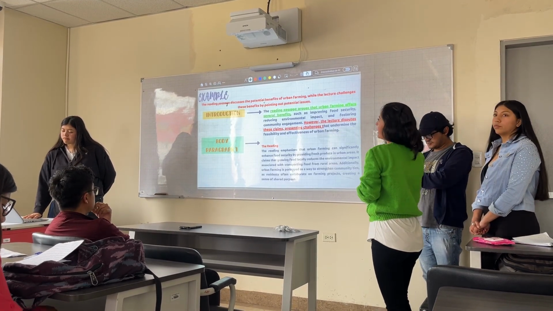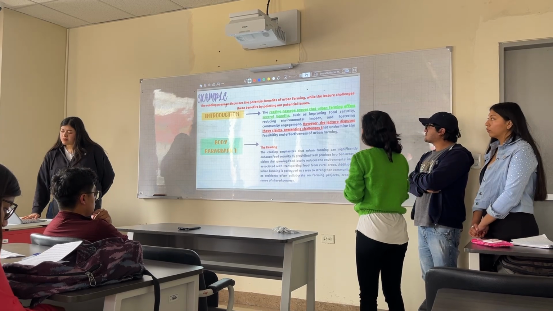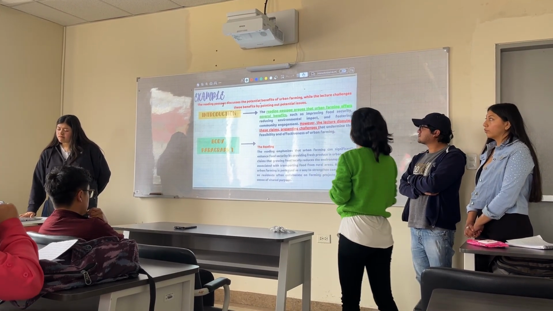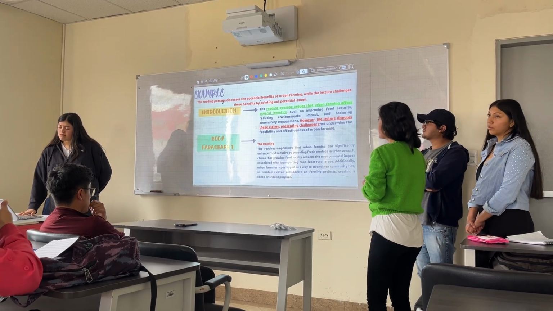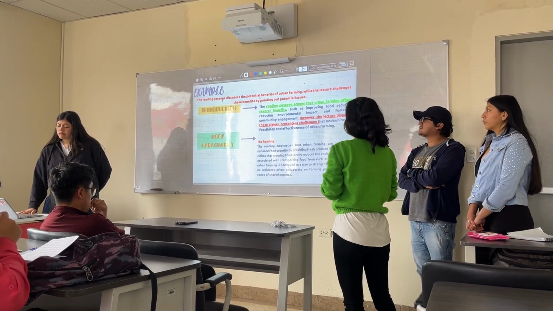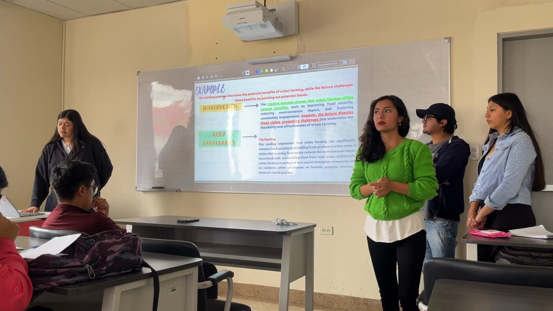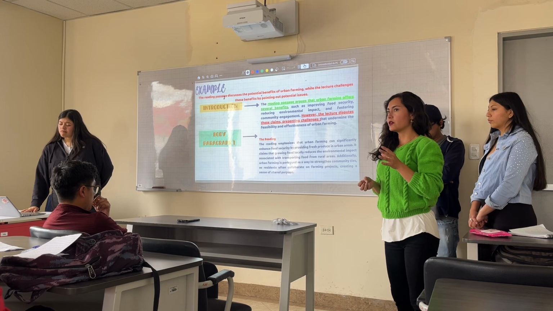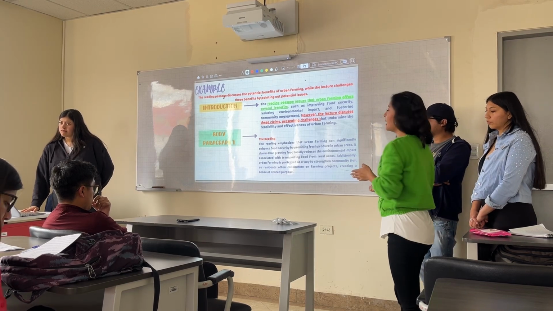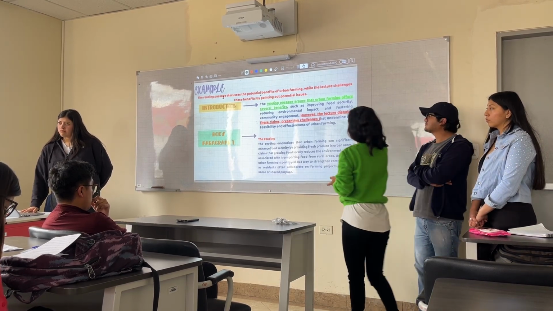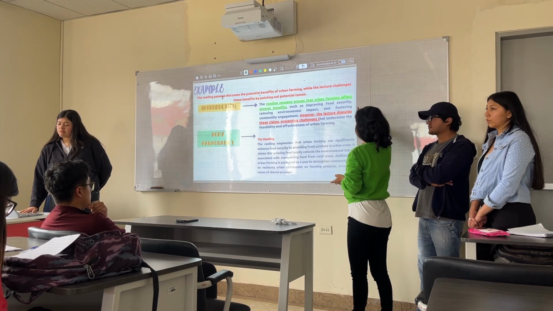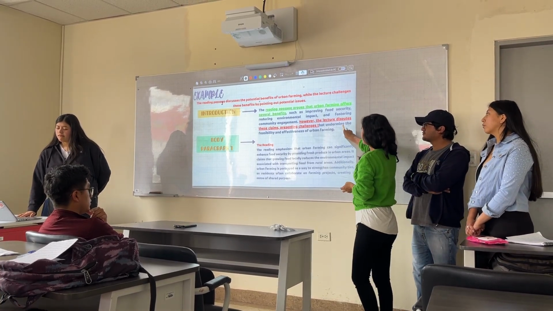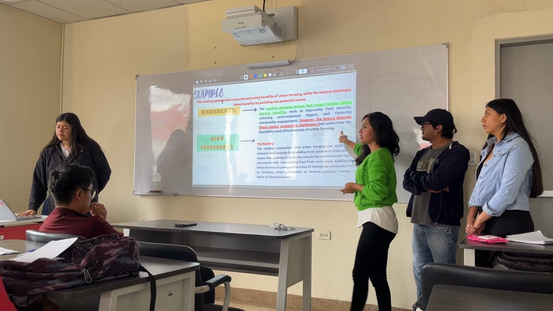Okay, in this example, here we have the introduction. For example, the prompt says the reading discusses the potential benefits of urban farming, while the lecture challenges the benefits by pointing out potential issues. In the introduction, it is important to take into account and highlight the contradiction between the lecture and the reading. For example, the introduction says that the reading passage argues that urban farming offers several benefits. However, the lecture disputes the claims and presents challenges.